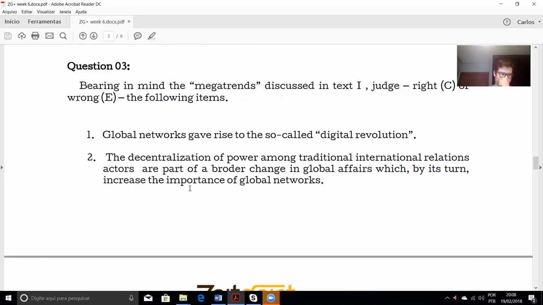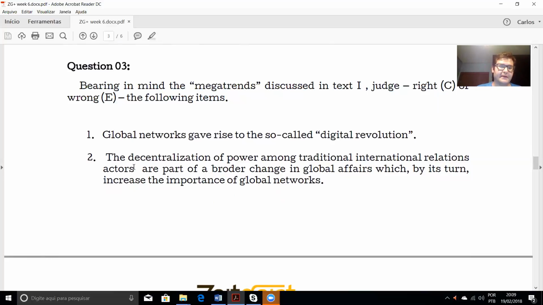Number 2, the decentralization of power among traditional international relations actors are part of a broader, there's a typo here as well, include an A there, if you will, by yourselves, is that correct? A broader change in global affairs, which in turn increases the importance of global networks. And this is exactly what he's saying.